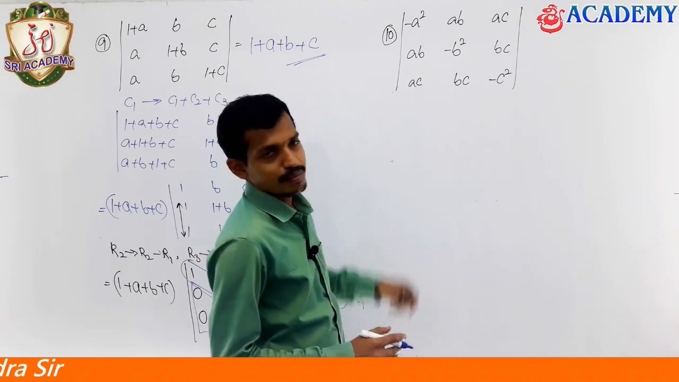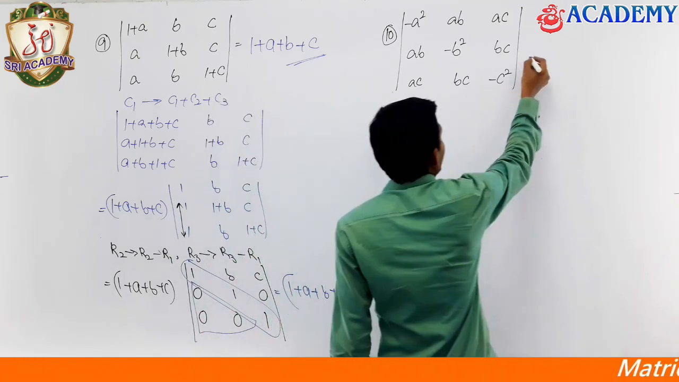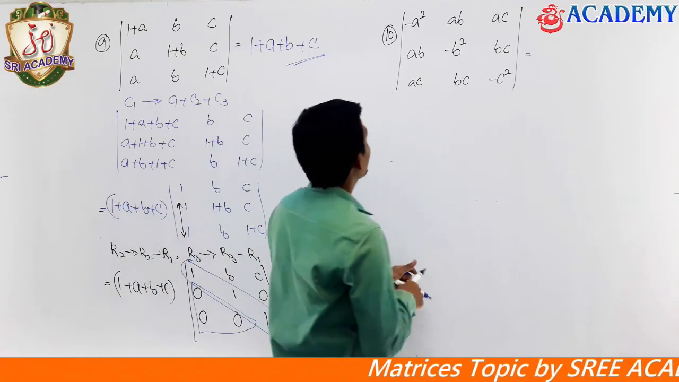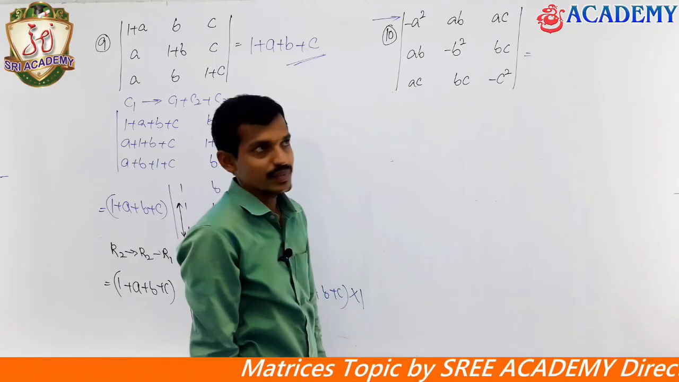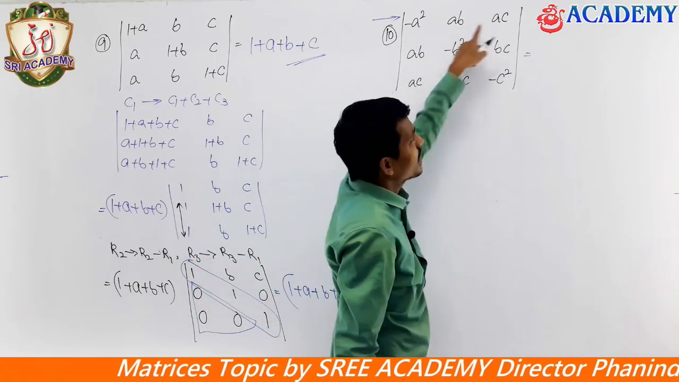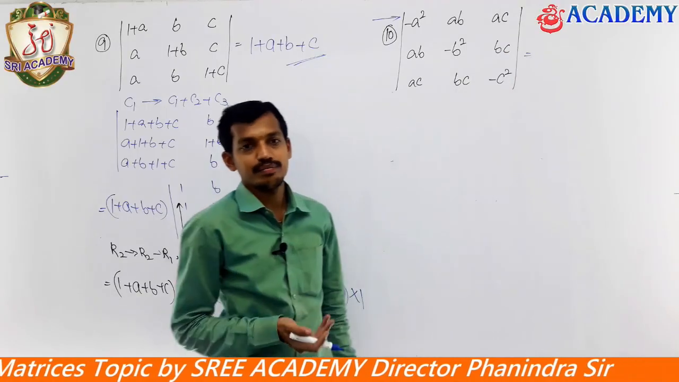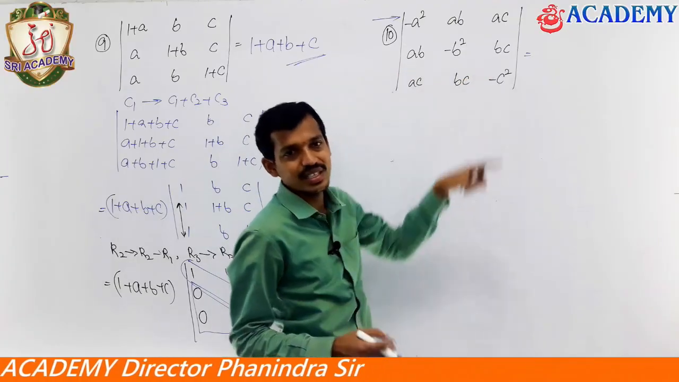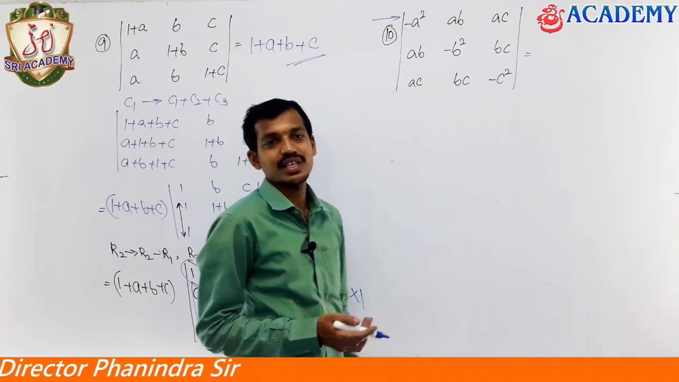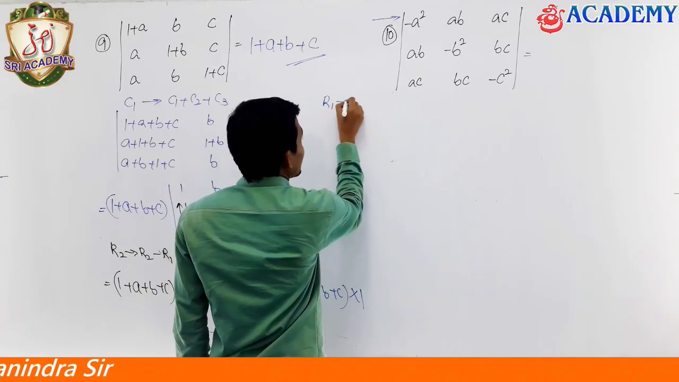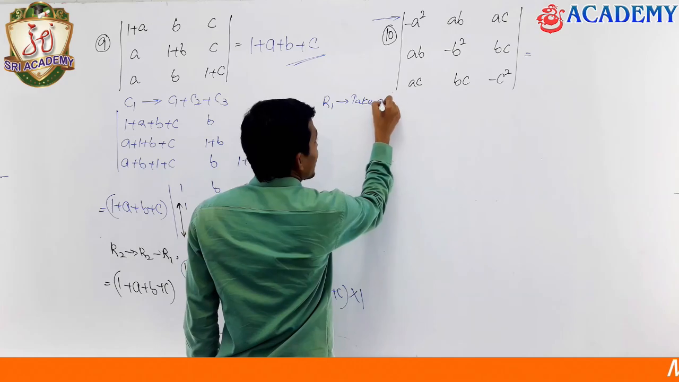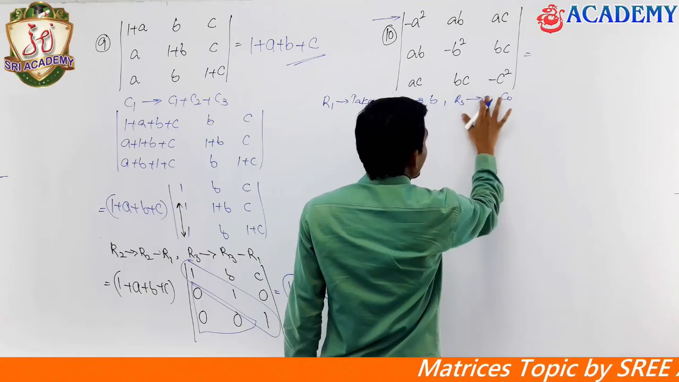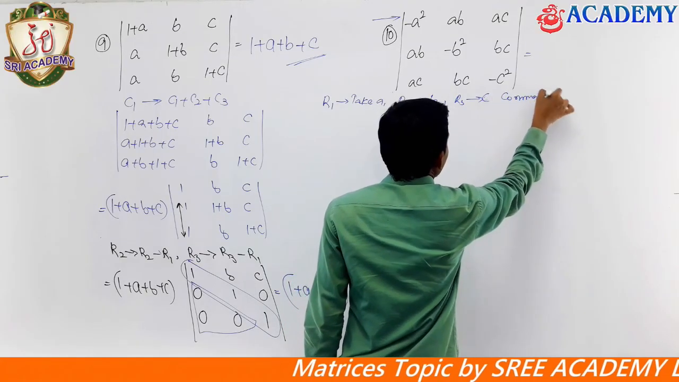Here, by seeing the next question, you have to answer it. By seeing this question, you are going to understand. In row number 1 we have A square, AB, AC, and in each and every element A is common. Similarly from row number 2 you can take B common, and from row number 3 you can take C common. What I am taking: from row 1, A; from row 2, B; and from row 3, C common. To help you understand, I am writing it.